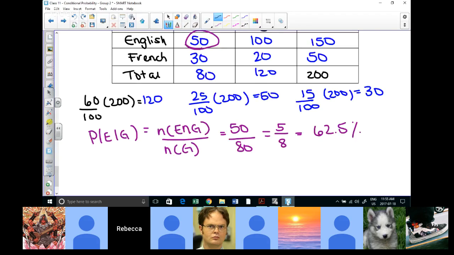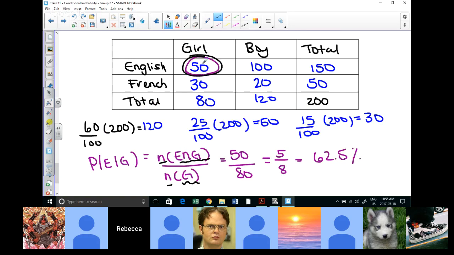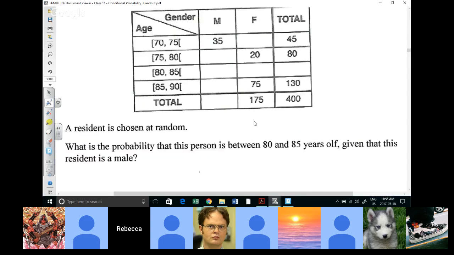Okay, just to quickly go back. This is the number in their intersection and the number of just girls. So the intersection between English and girls is the square that's English and girl. And the number of girls is the total number of girls. So you're using the intersection of the two things divided by the total number of the thing that is given. So hopefully we'll do one more example. Maybe it'll become a bit more clear.